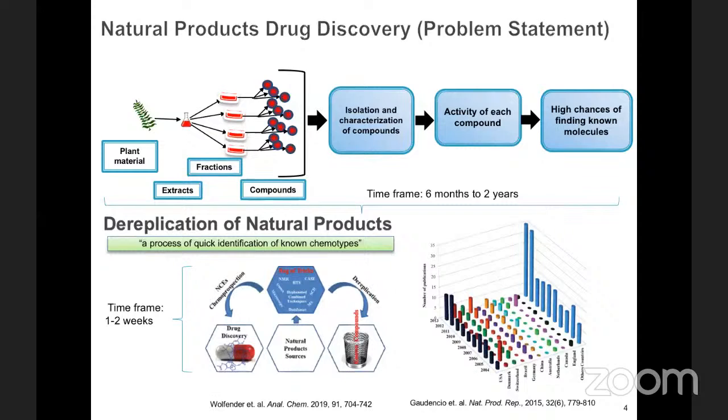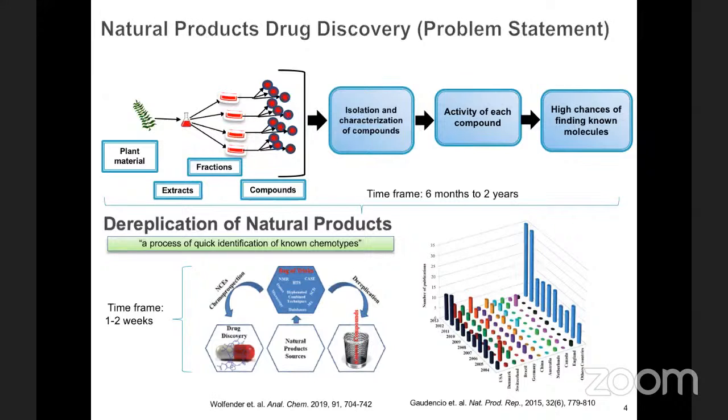The cost also. Now, to avoid this, we use a process for the early identification of these known molecules, and this process is called the de-replication process. Here I have mentioned a bag of tricks. Bag of tricks is nothing but a method, a process where you try to identify the compound before isolation of that particular compound. So you don't spend time in the isolation and characterization individually. You spend time at the extract or fraction level itself.